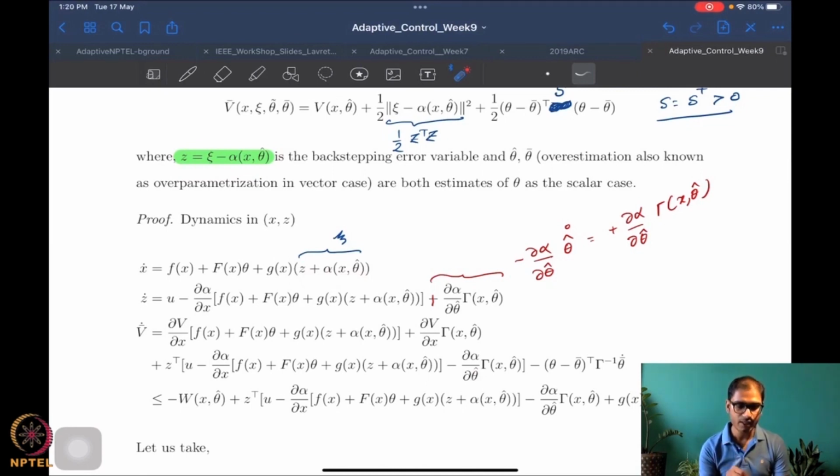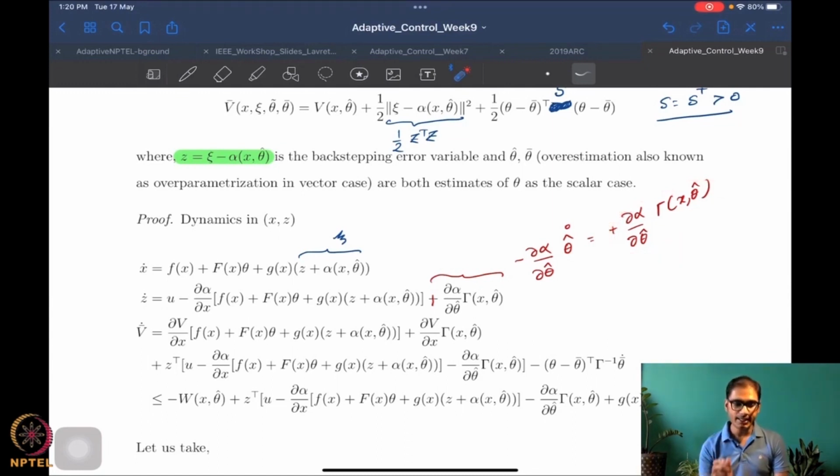Then I have z dot, which is psi dot minus alpha dot. So when I say dot, it is a derivative with respect to time, right? So I take psi dot, which is u, minus alpha dot. There are two terms: minus del alpha del x times x dot, minus del alpha del theta hat times theta hat dot. The first term is therefore del alpha del x and x dot, which is substituted from here. And then I have del alpha del theta hat times theta hat dot, which brings in a negative gamma, so this becomes a positive. So I have fixed this sign.